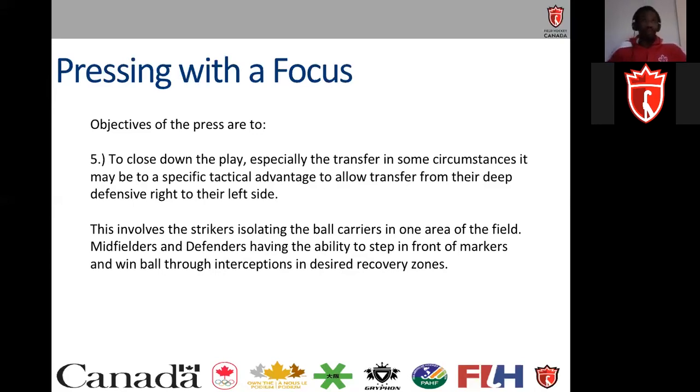So that's important when we talk about recovery zones. Where do we want to win the ball? Do we want to win the ball higher in the field, in the center channel? Or are we comfortable to win balls in the recovery zones on the outside channels as well? So that's important.